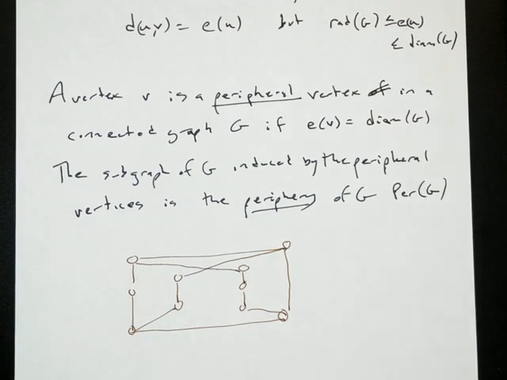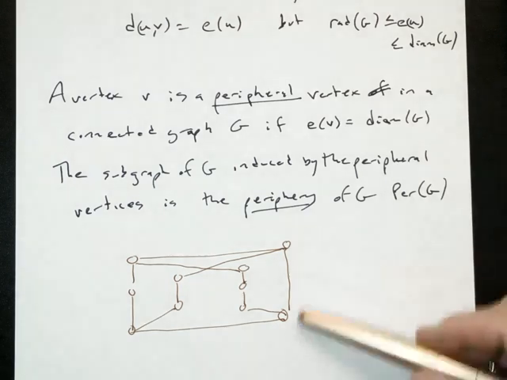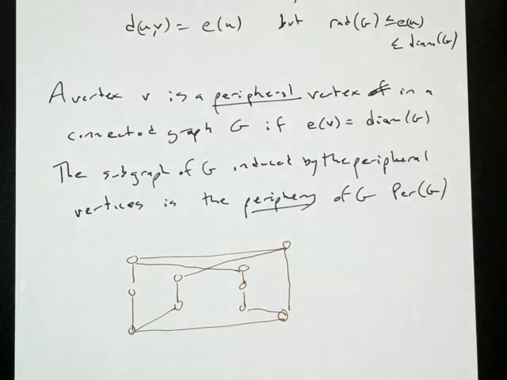Here's the same graph as the textbook example for center from Wednesday. And in this graph, we found that the center was these two vertices. So go back and look in the notes or in the textbook. What are the eccentricities? Or let's just do it right now. What are the eccentricities of these vertices?